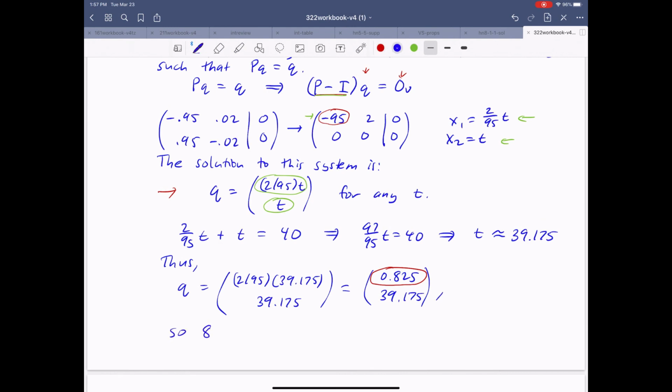So 825 people eat at the restaurant in the long run. And I guess we should add, during a week. That was part of the way the problem was phrased. And I believe we have completed this question.